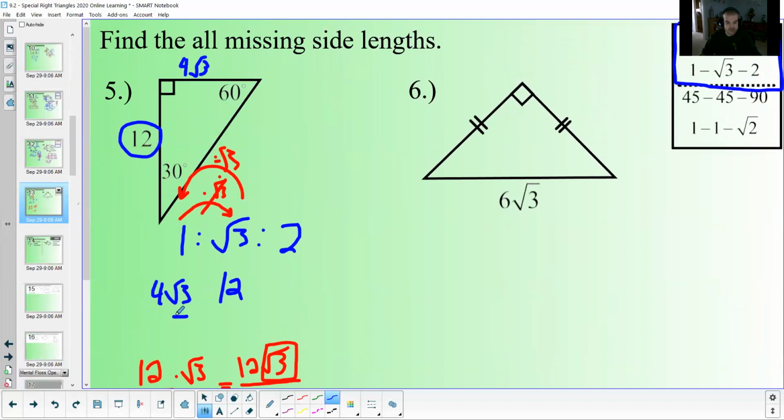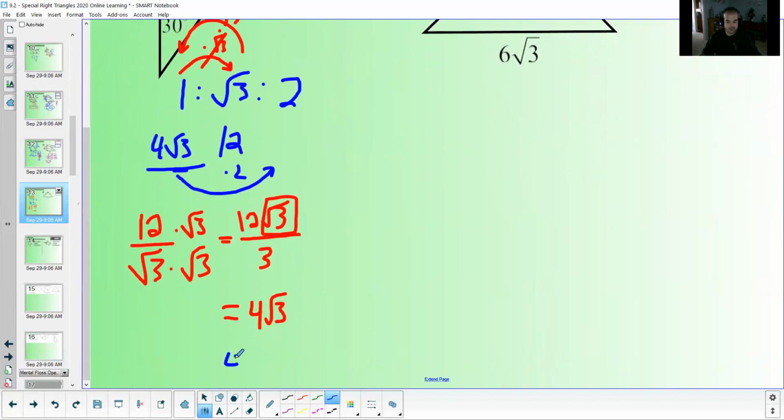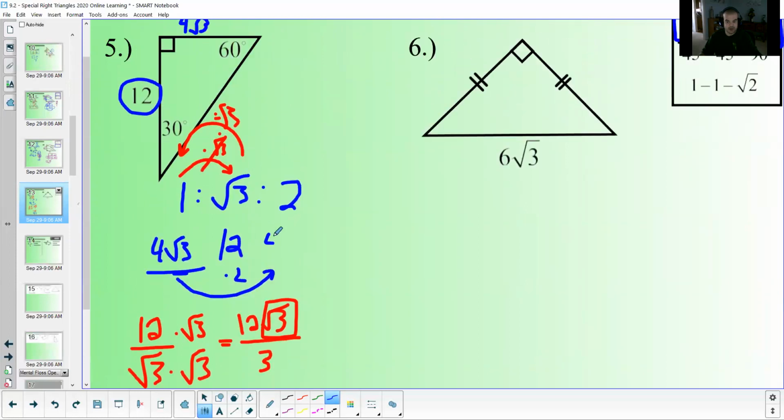And now we're in a good position where once I have the shortest leg, I then multiply that leg by 2 to get the hypotenuse. So I'm going to take that 4 root 3 and I'm going to multiply it by 2. And since the 2 is not inside the square root, I go ahead and multiply it out front. 4 times 2 is 8. And so the longest of the 3 sides, the hypotenuse, is 8 root 3.